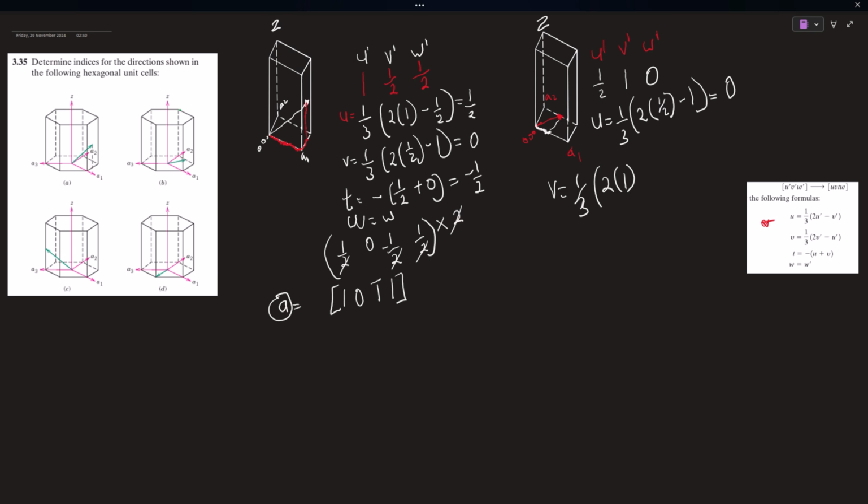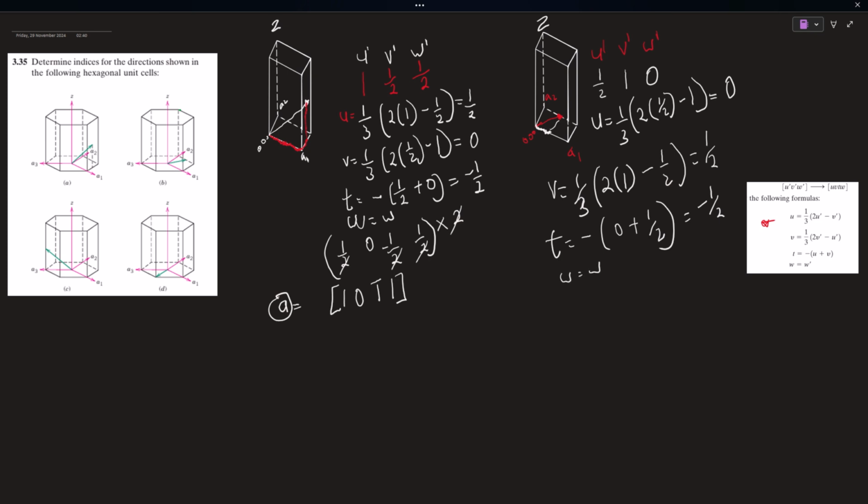So open bracket 1, this is V minus U prime, so our U prime was half, and from this other side it should give us half. Cool. Then our T is equal to negative of our U that we just solved plus our V that we just solved, which is going to give us a negative half.